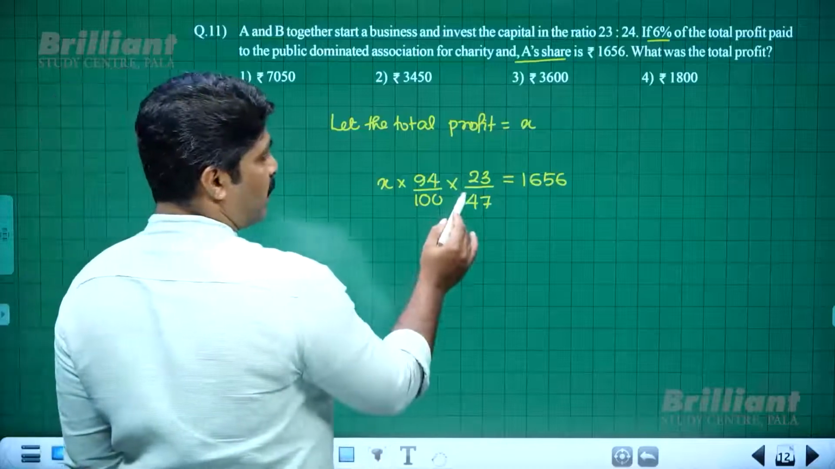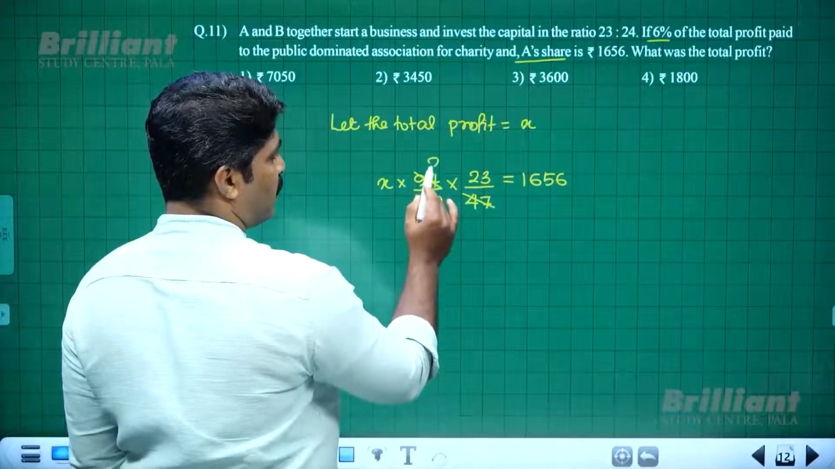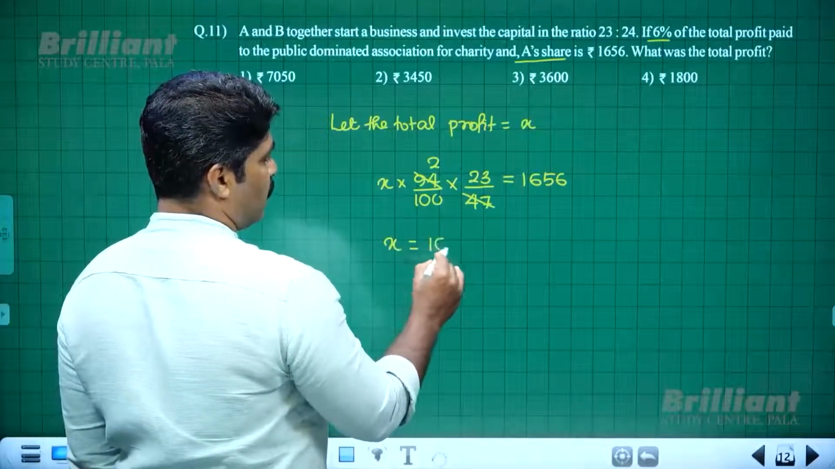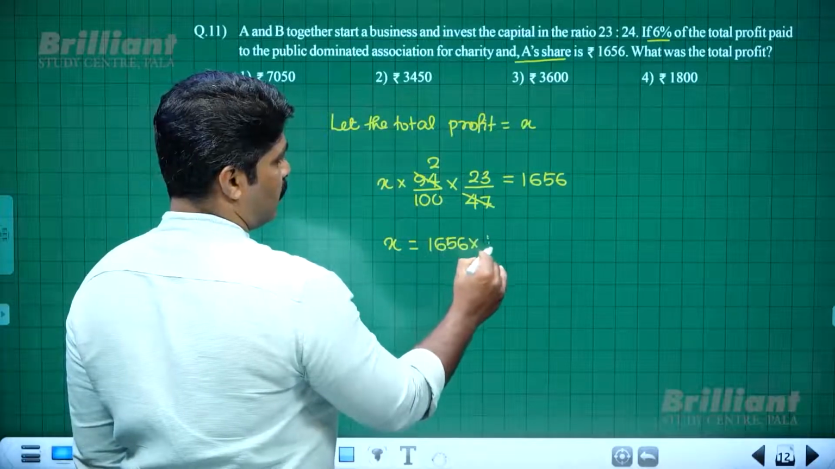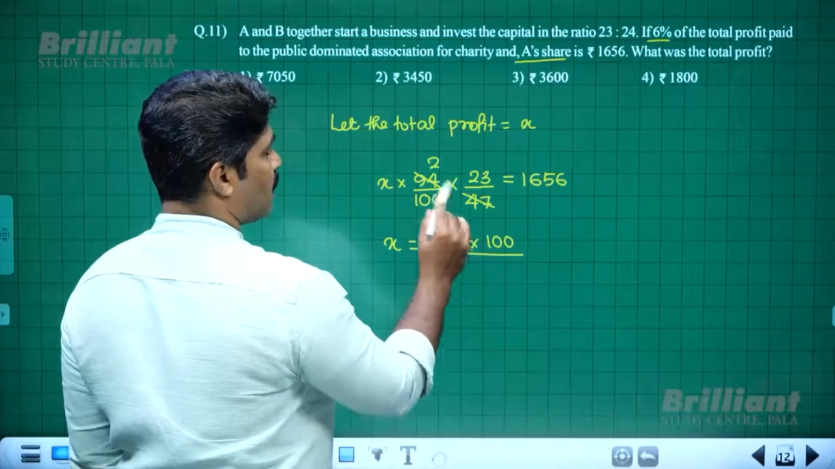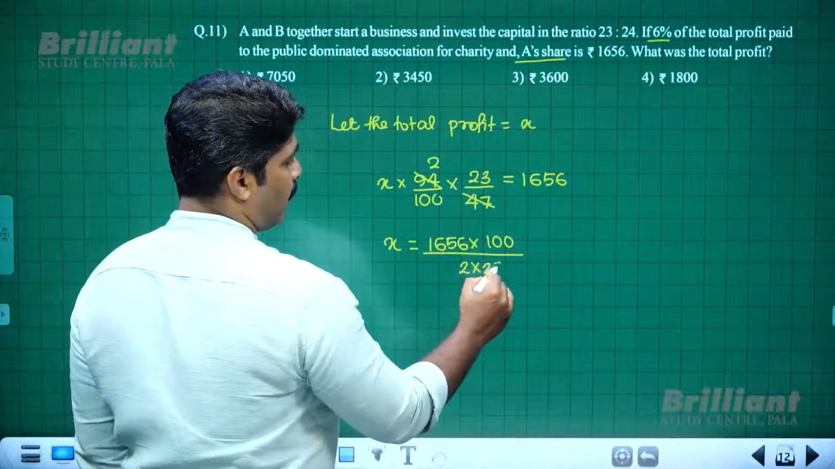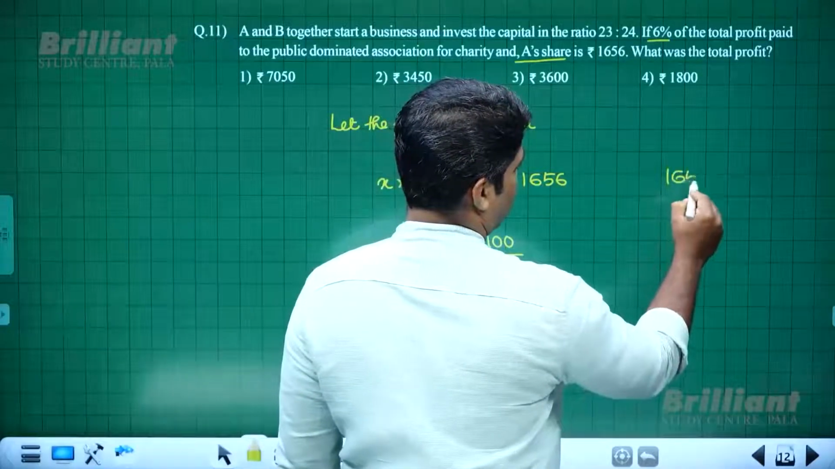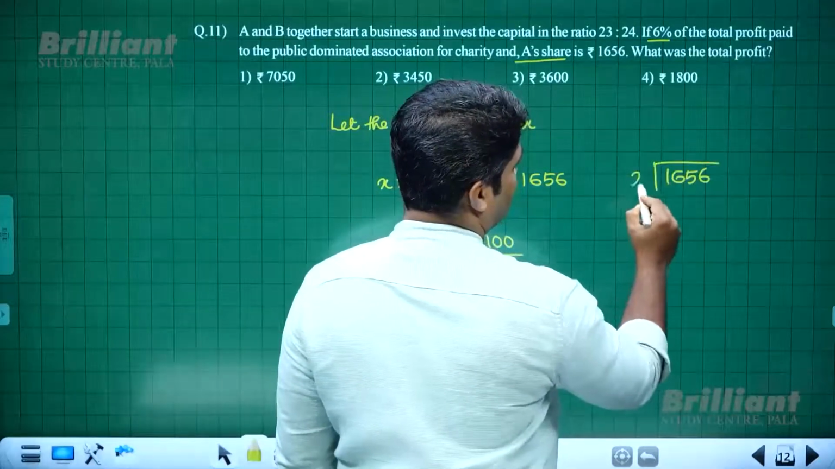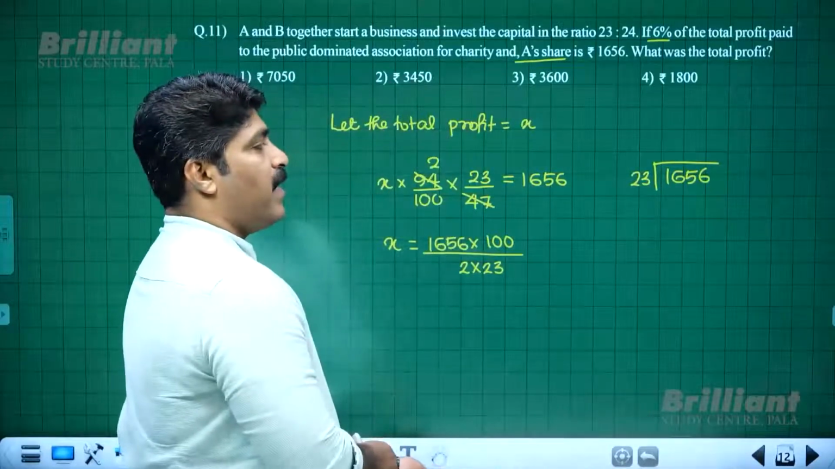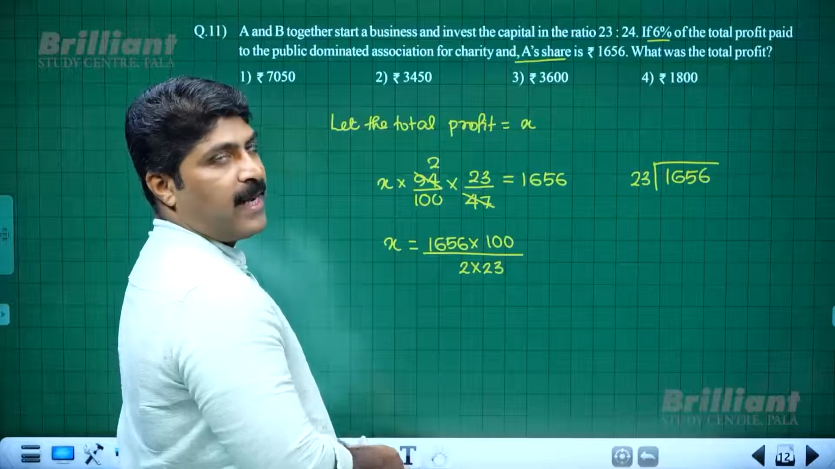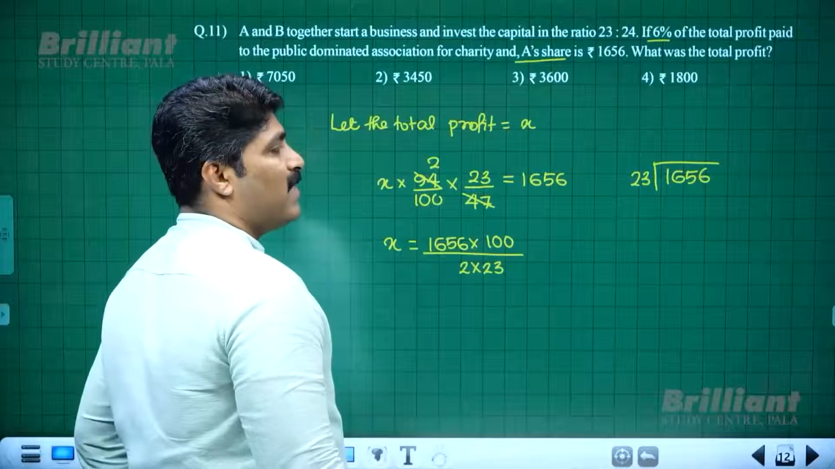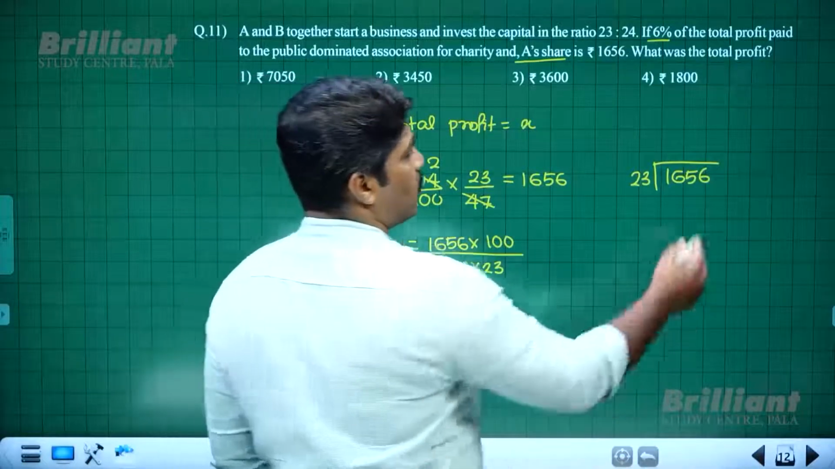While we are simplifying this, we will get 2 times, right? Take this towards the right side. Therefore, X equal to 1656 into 100 divided by 2 into 23. Got it? So just simplify this, 1656 by 23. If we consider how many times this will lie in this quantity, 1656, is it equal to 7 times? Got it? So that is 7 times.